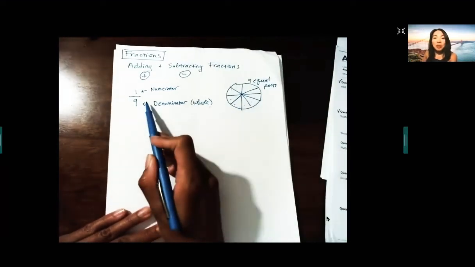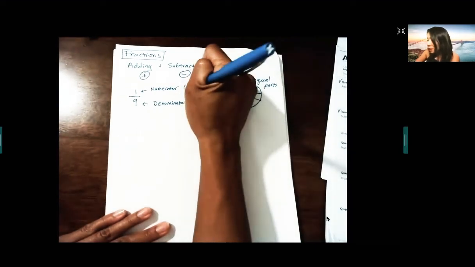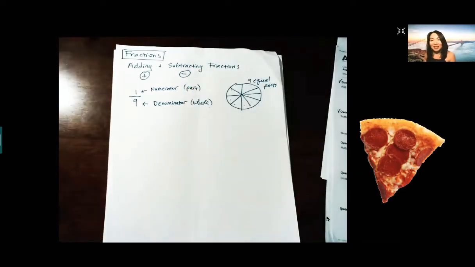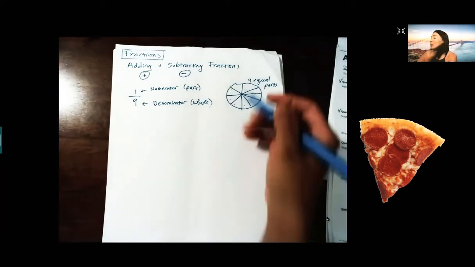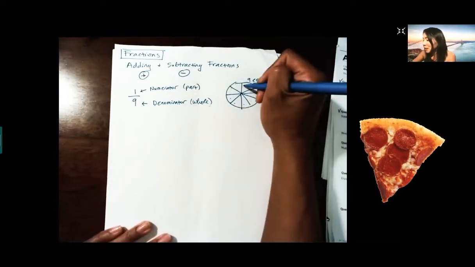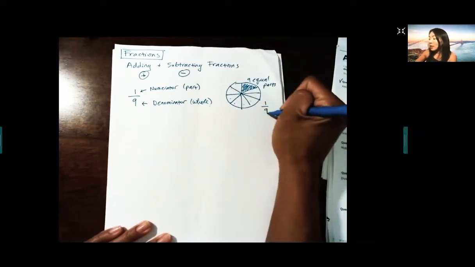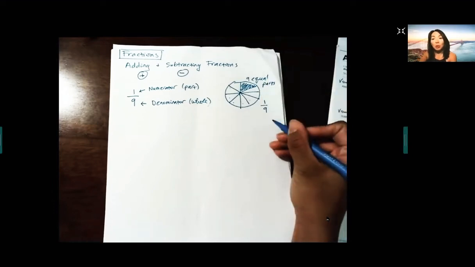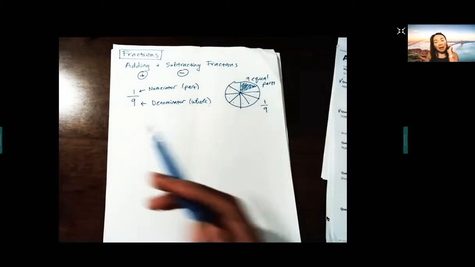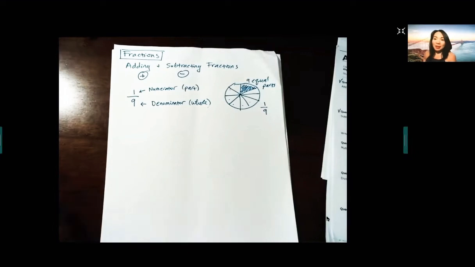And then the numerator means the part that is shaded in, or the part that is eaten, or the part that is whatever that we're interested in. So here, if there were 9 slices of pizza, then one of them is shaded in. So this picture here represents 1/9 in terms of the shaded part over the whole. So this is what a fraction is in its basic essence.